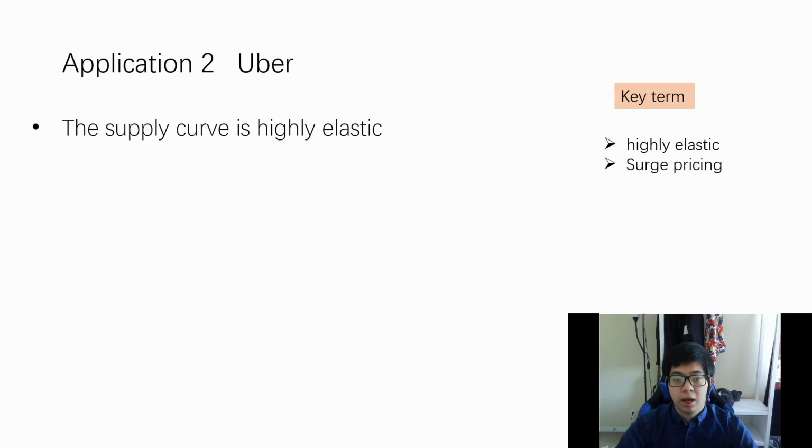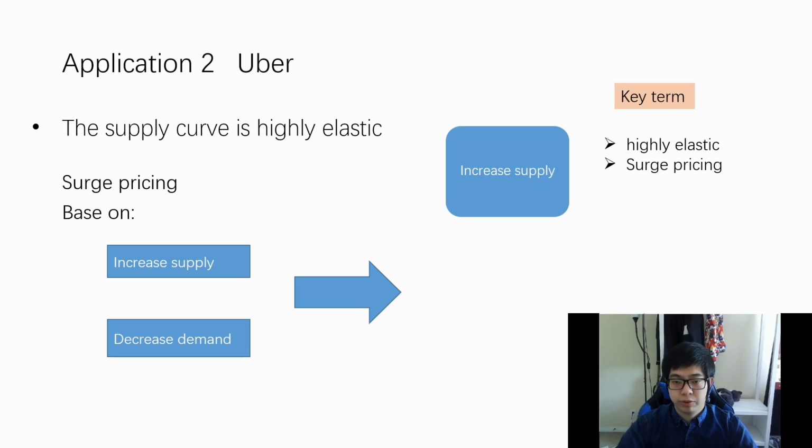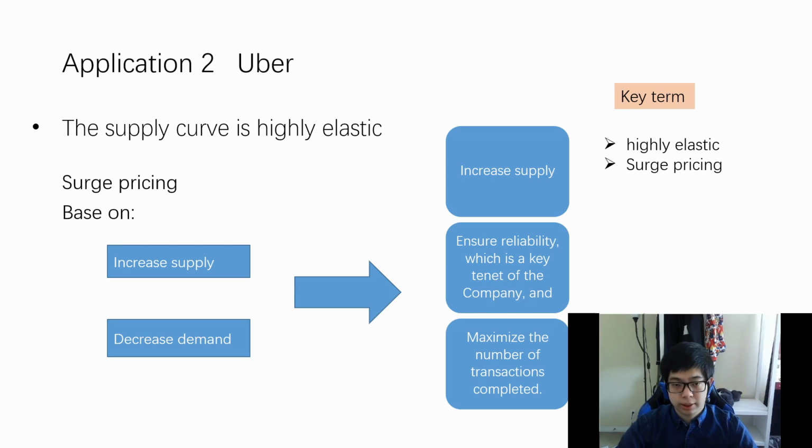In a sense, the model of rising prices has two functions. One is increased supply. The second effect is a temporary deliberate reduction in demand. Through these two mechanisms, the company is able to increase supply to ensure reliability, which is the company's main purpose, and to maximize the number of transactions completed.